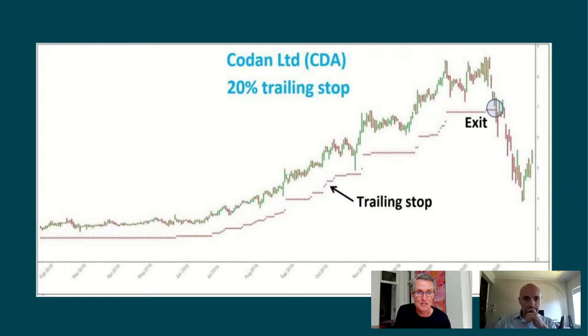It's the ones that start to fall and continue to fall when you don't have a trailing stop or an exit strategy in place. They're the ones that can really, really do a lot of damage to your portfolio.